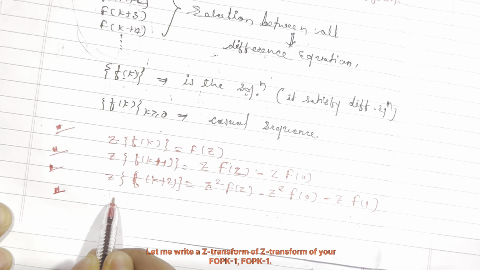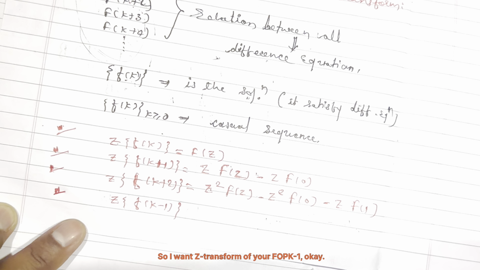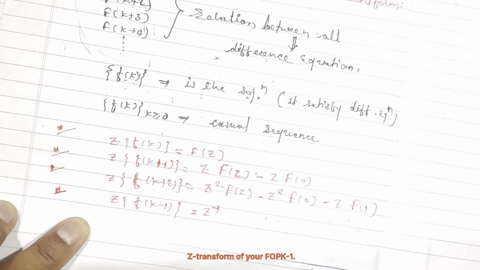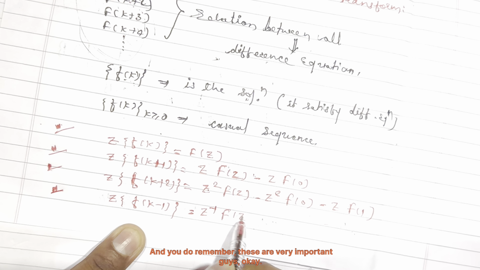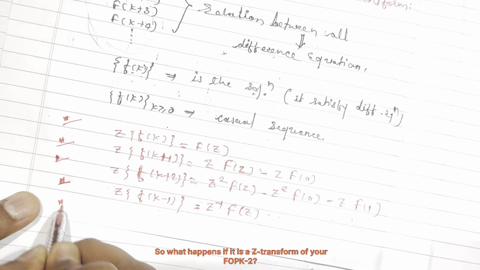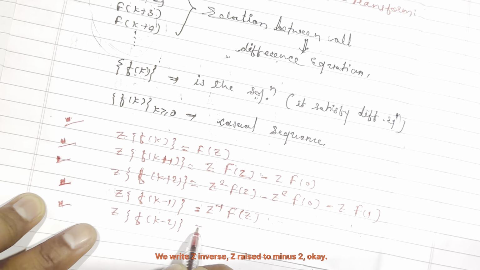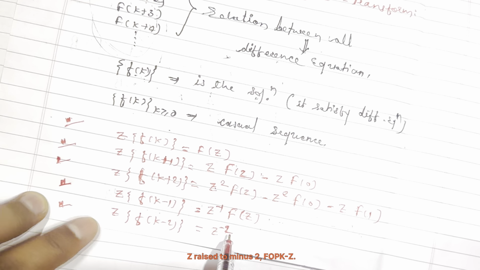Let me write the z transform of f of k minus 1. So I want the z transform of f of k minus 1. We take z inverse f of z. I need to remember these are very important, guys. The z transform of f of k minus 1, we write z inverse f of z. So what happens if it is the z transform of f of k minus 2? We write z raised to minus 2 f of z.